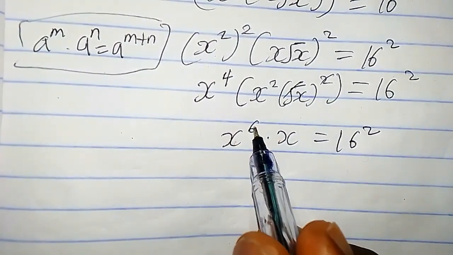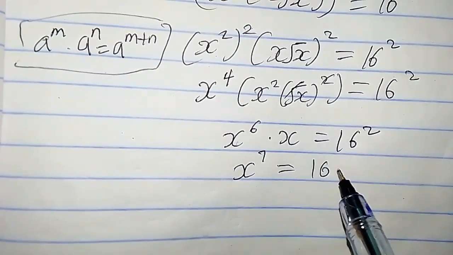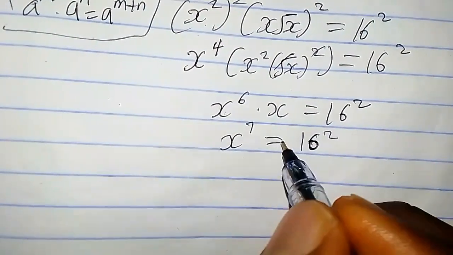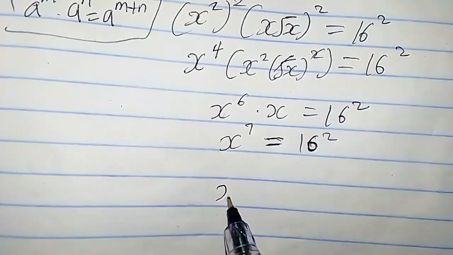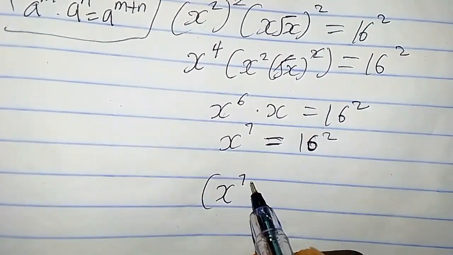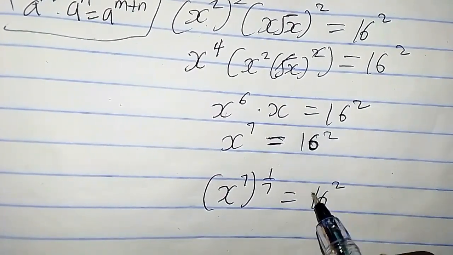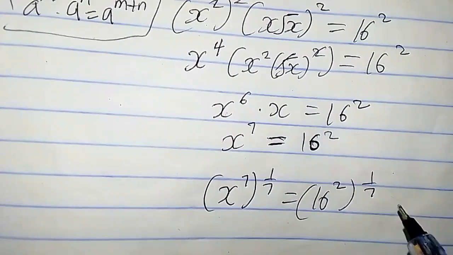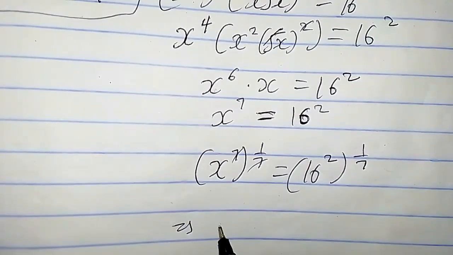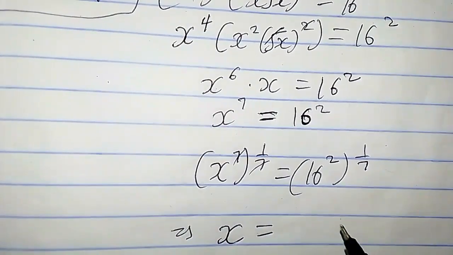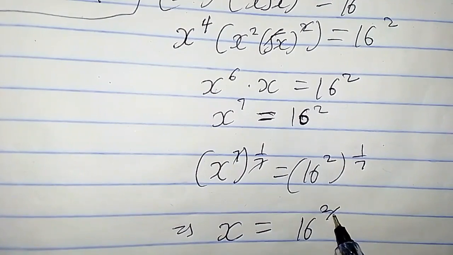So now x raised to the power 6 times this, that is x raised to the power 7. So this equals 16 squared. So now let's multiply both exponents by 1 over 7. So we're going to have x raised to the power 7 times 1 over 7, which equals 16 squared times 1 over 7. So this implies 7 takes care of this 7. So we have x equals 16 to the power 2 times 1 over 7, that is 2 over 7.